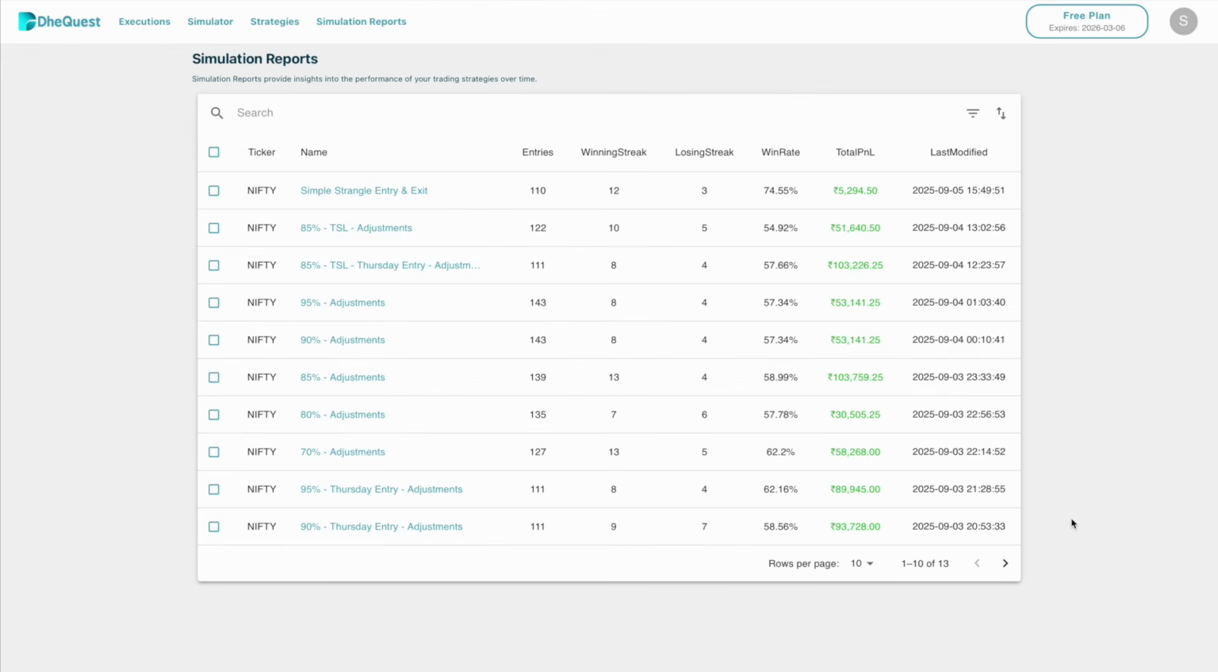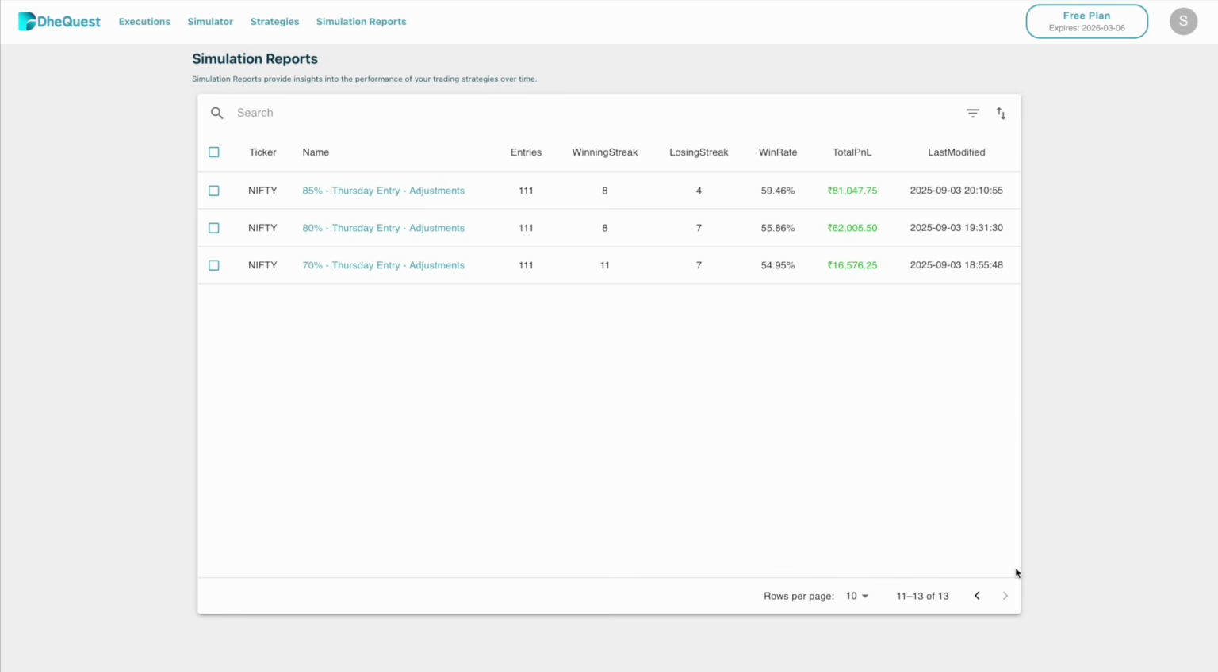So to conclude, these are the profits and win rates across multiple parameters. Here where it says Thursday entry, it means we enter only on Thursdays, no matter when we exit the trade. And the other adjustments are where, once we exit the trade, we immediately enter the trade again. For example, adjusting the trades anywhere between 70% to 95% on the CE and PE sides when they go into losses. Even with trailing stop loss added, the key is to identify the ideal numbers that give the most consistent trend.